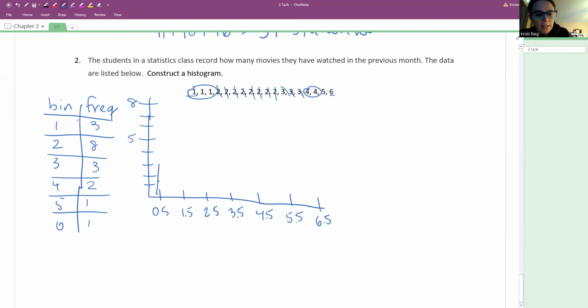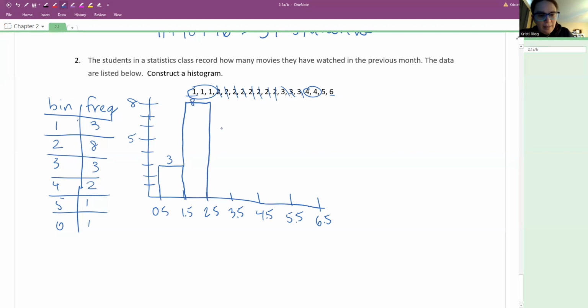Remember all the rectangles, oopsies, that's a terrible rectangle. All the rectangles have the same width and all the rectangles are touching. So this one had a height of 3. The next one had a height of 8. So to make them touching, I'll just continue on this, even though it's kind of a jaggedy looking line, I can still continue on up to 8.